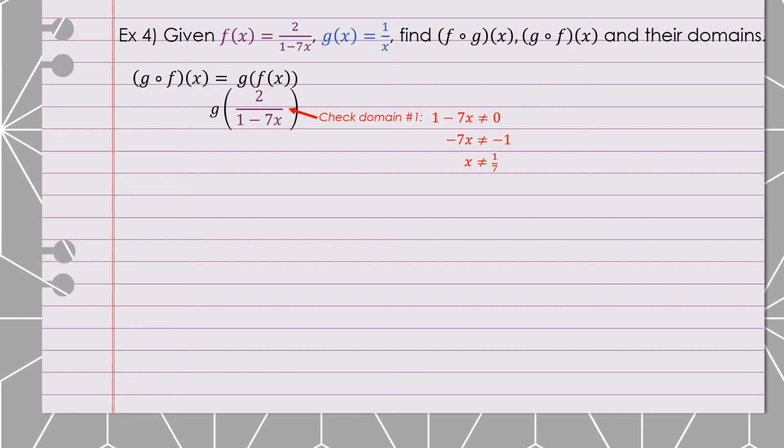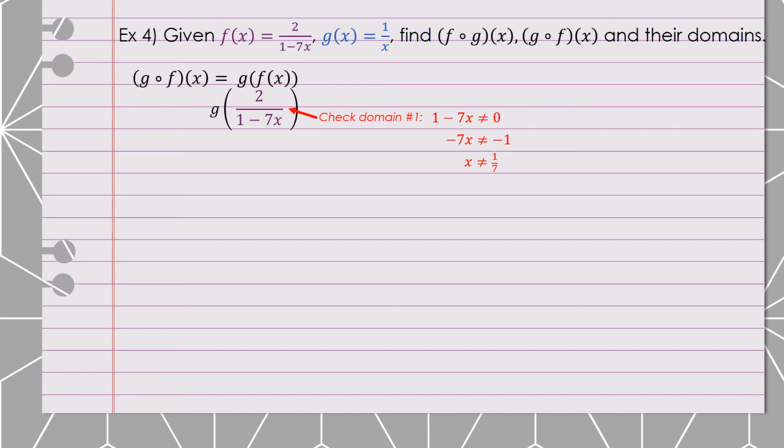Now that we've isolated and solved for x, we now know that the value 1/7 cannot be part of the domain. Now we can continue with the composition. So the composition is g with the value of 2 all over 1 minus 7x.